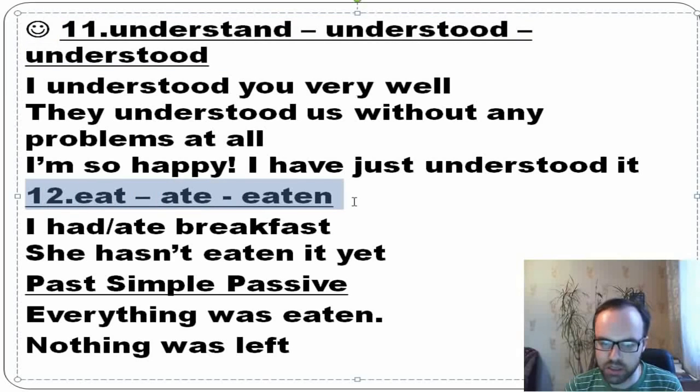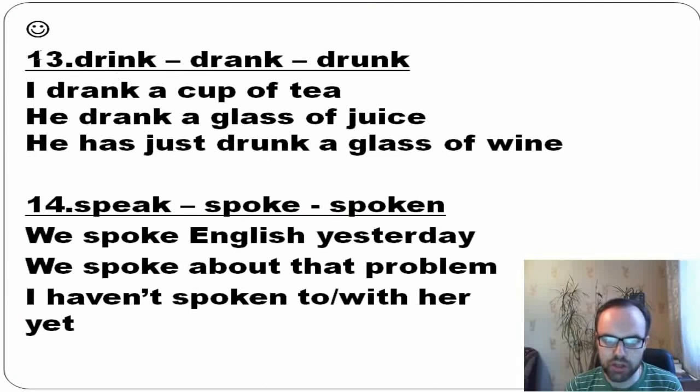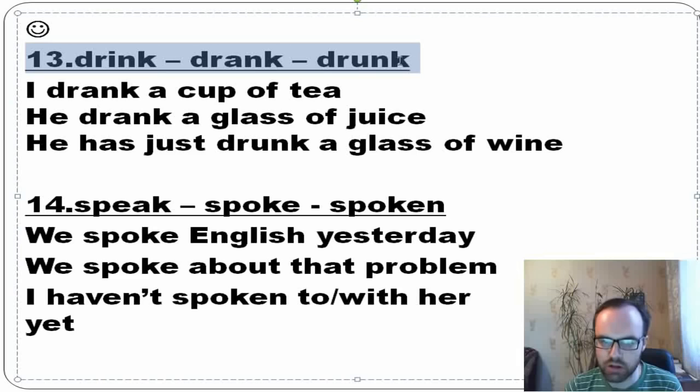Eat, ate, eaten. I had breakfast. I ate breakfast. She hasn't eaten it yet. Past simple passive. Everything was eaten. Nothing was left. Drink, drank, drunk. I drank a cup of tea. He drank a glass of juice. He has just drunk a glass of wine.